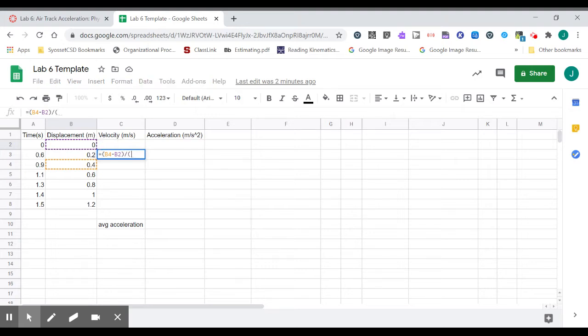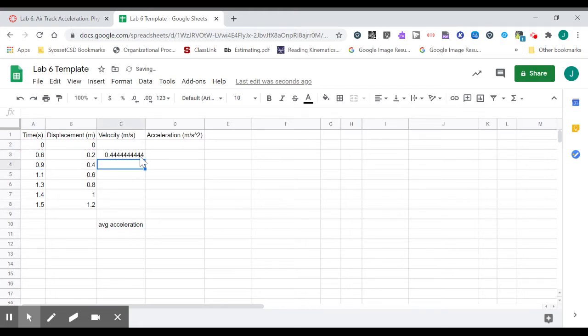Divided by the time after 0.6 seconds minus my time before 0.6 seconds. Some teachers like to use, let's say, 0.2 minus 0 and 0.6 minus 0. While you could do that, it's just not as accurate, and I don't like doing it that way. This is slightly more accurate. It's definitely not perfect, but it does work for our purposes here.